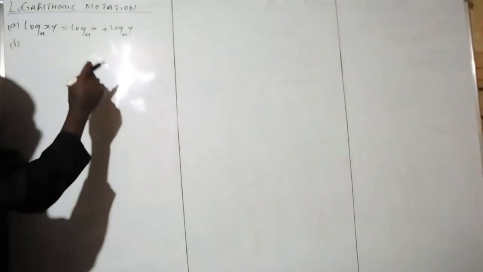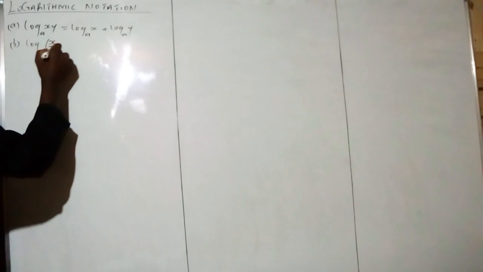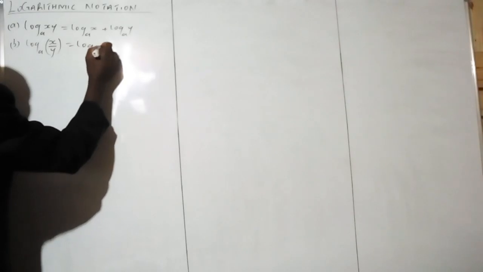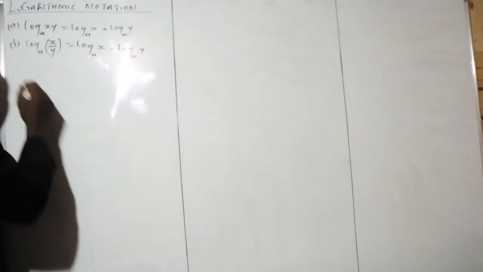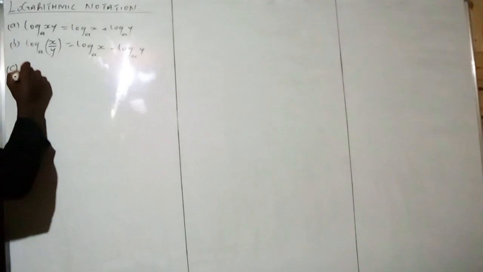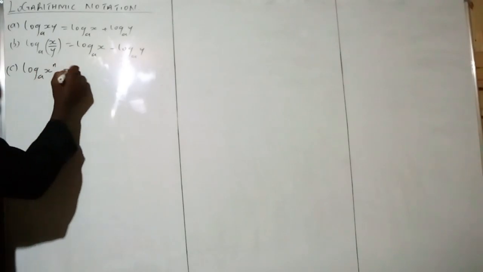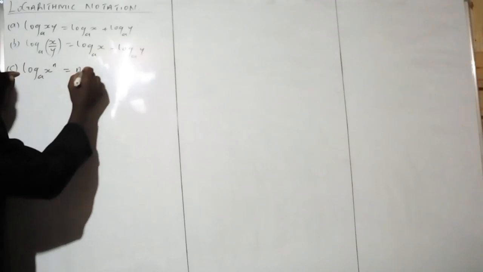Then b, where we have division under logarithm, also similar to indices, we are supposed to subtract. Log to base a of x over y, we are going to subtract like this: log to base a x minus log to base a y. This is the second law of logarithm. The third one, c, where you are given log to base a of x raised to power n, is the same as writing n, the power, then log to base a x.